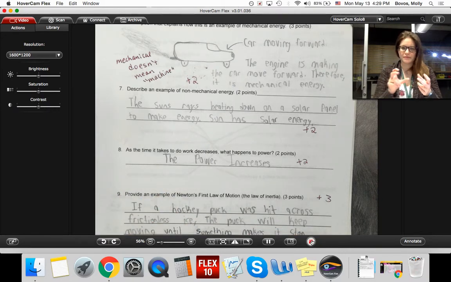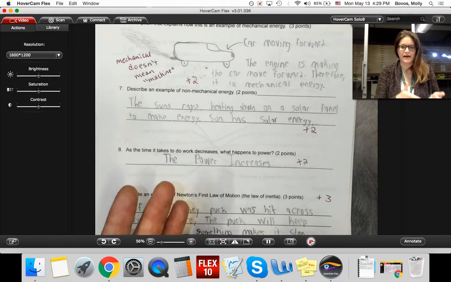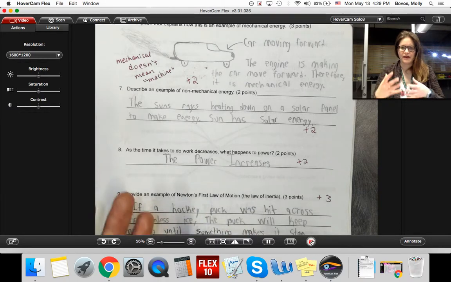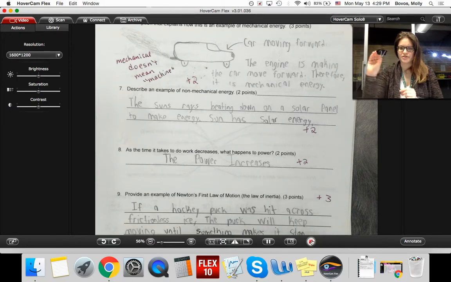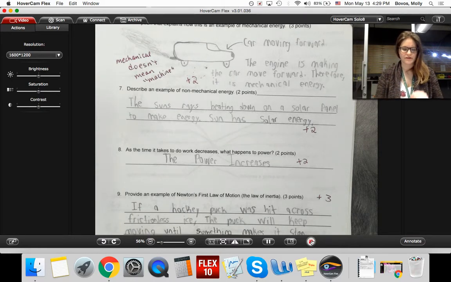I know the word mechanical kind of makes you think machine, and the word machine does come from the same root word as mechanical. It's that idea of things moving. But anything that's kinetic energy or gravitational potential or elastic potential energy, all of those things are mechanical energy, and it doesn't have to be something that's from a machine. That's not the source of it.